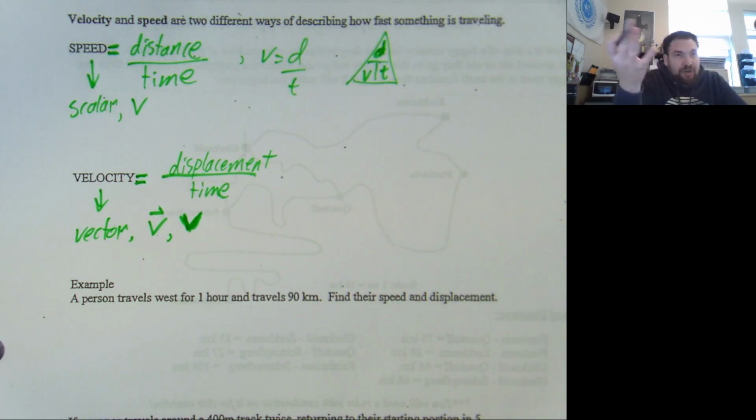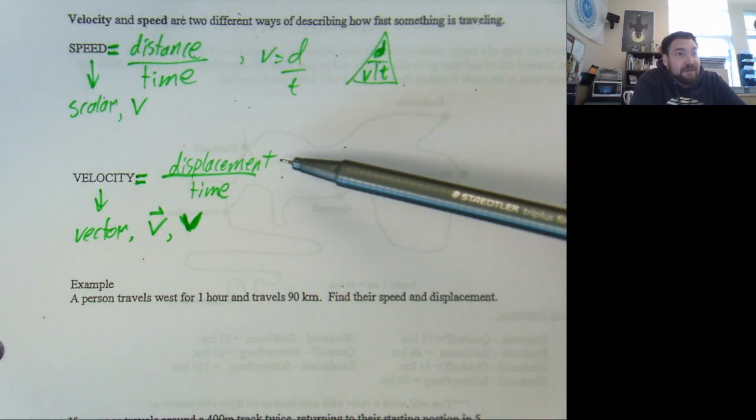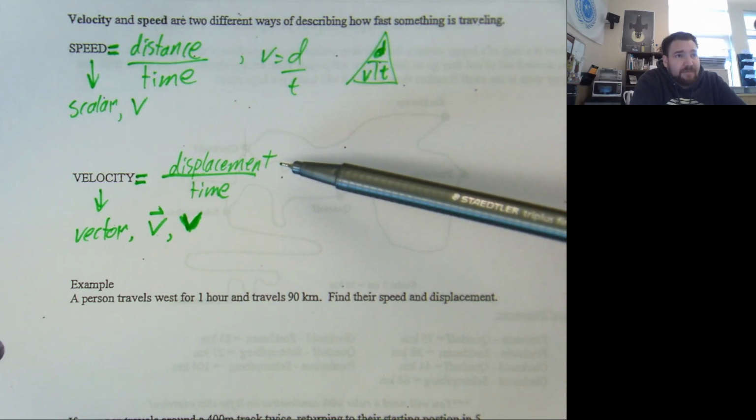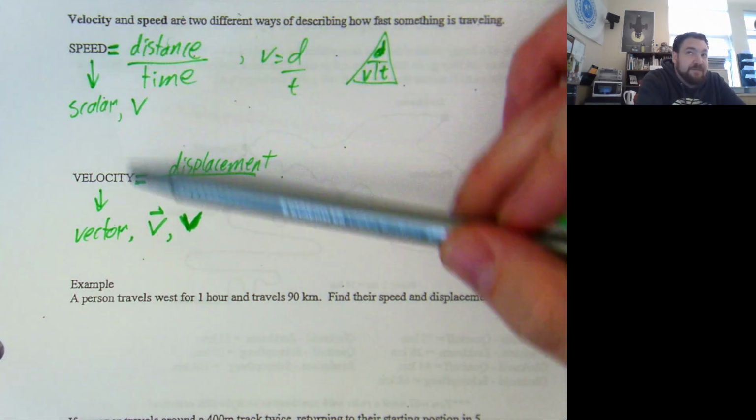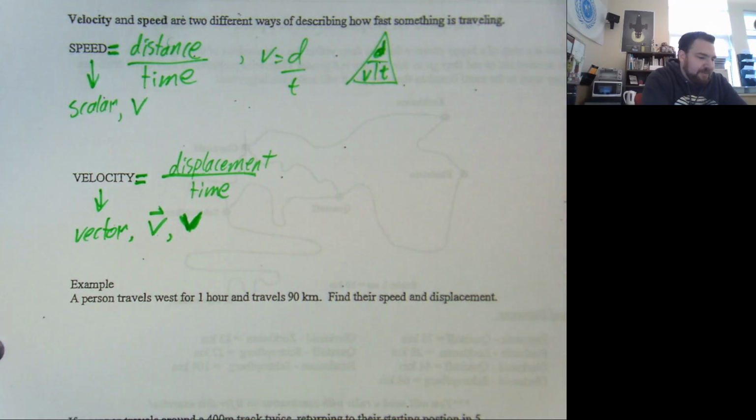If I walk to the door and come back to my desk, I will have some speed. I covered a distance, it took me a time to do that, I will have a speed. But if I walk to the door and I walk back to my desk, my velocity will have been what? 0, because my displacement is 0. So the same kind of quirks that show up for distance and displacement show up for speed and velocity, which is something we don't often think about.